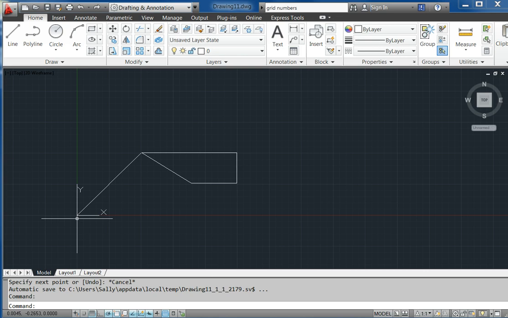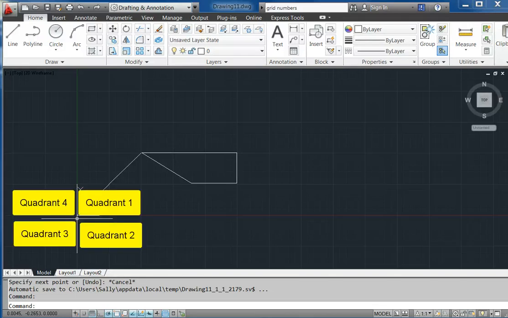If we place the cursor at the point of origin, you can see that the cursor is made up of 4 lines, each of these lines representing a quadrant. In quadrant 1, X and Y take on positive values. In quadrant 2, X is positive but Y is negative. In quadrant 3, X and Y both take negative values. And in quadrant 4, Y is positive but X becomes negative.